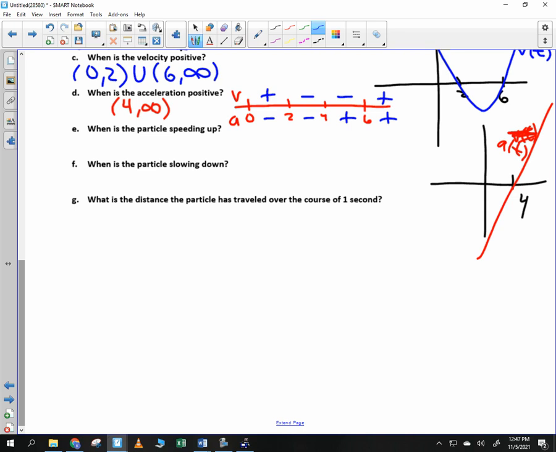So when is a particle speeding up? From 2 to 4 and from 6 to infinity. So it's slowing down when it's opposite sign. That'll be 0 to 2, union, 4 to 6.